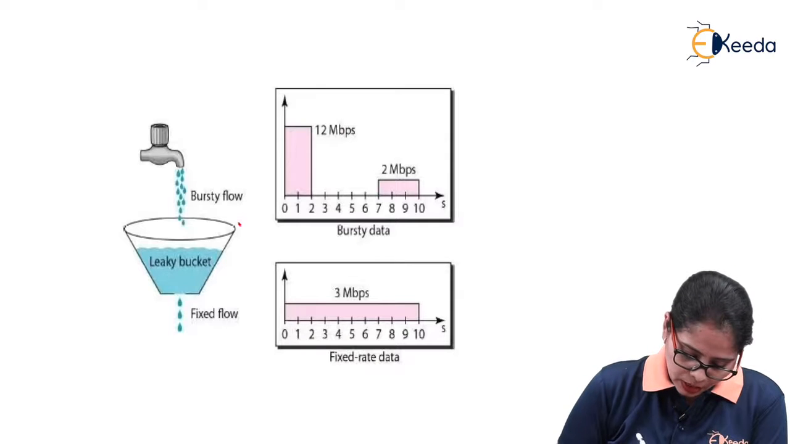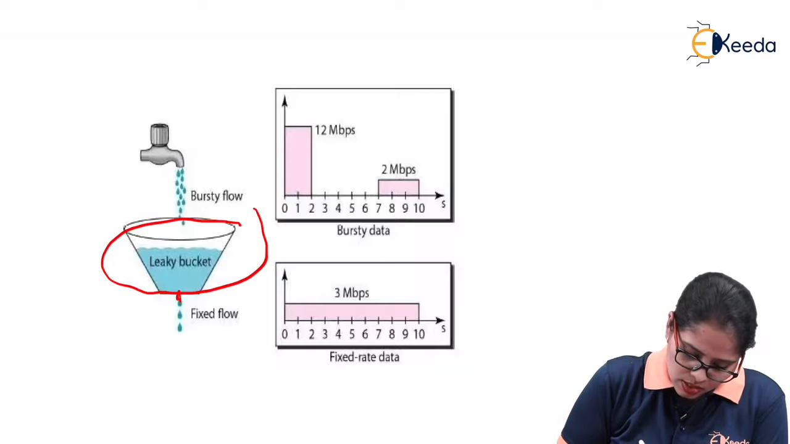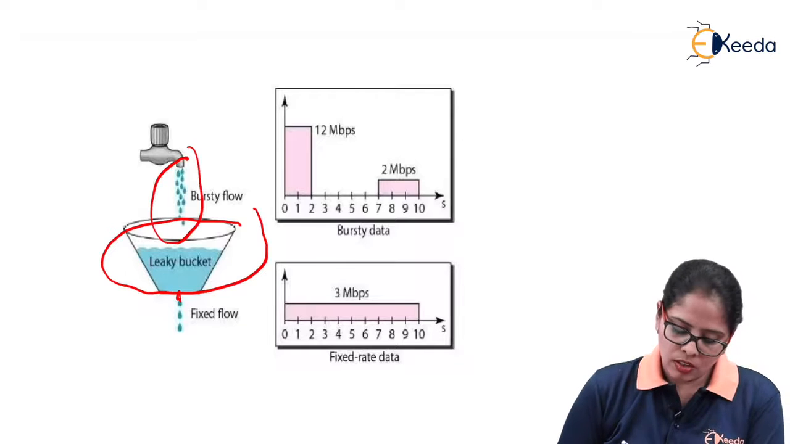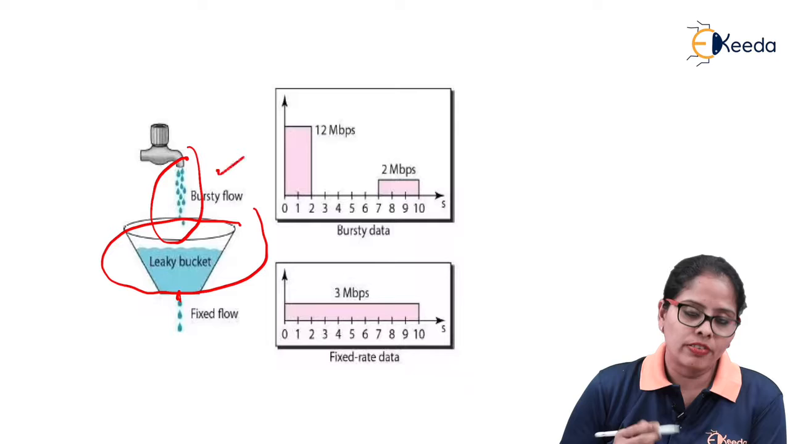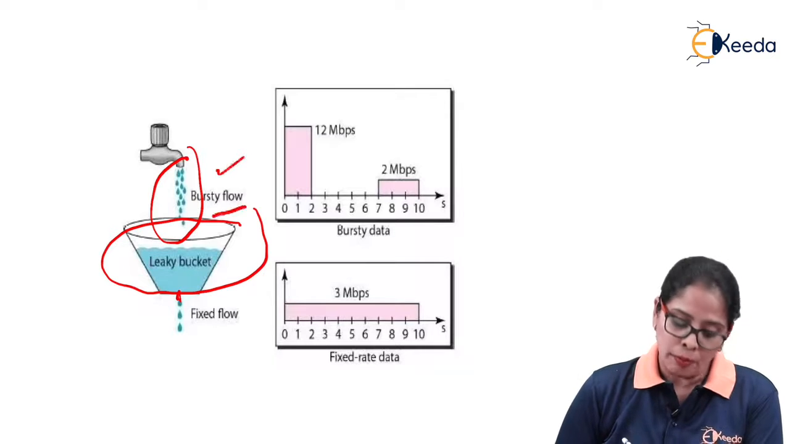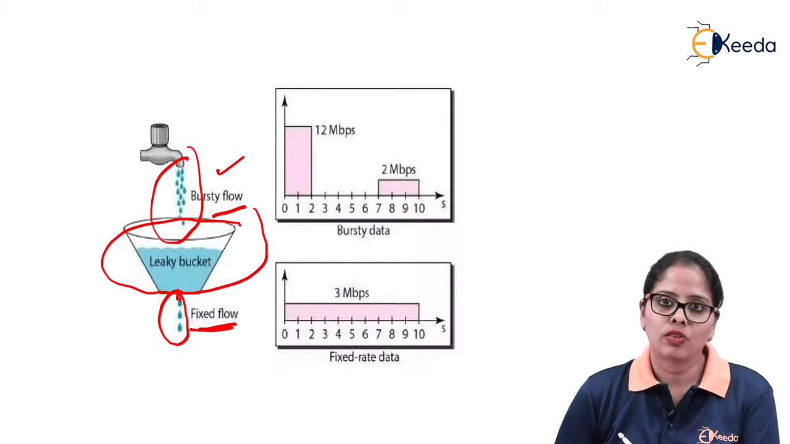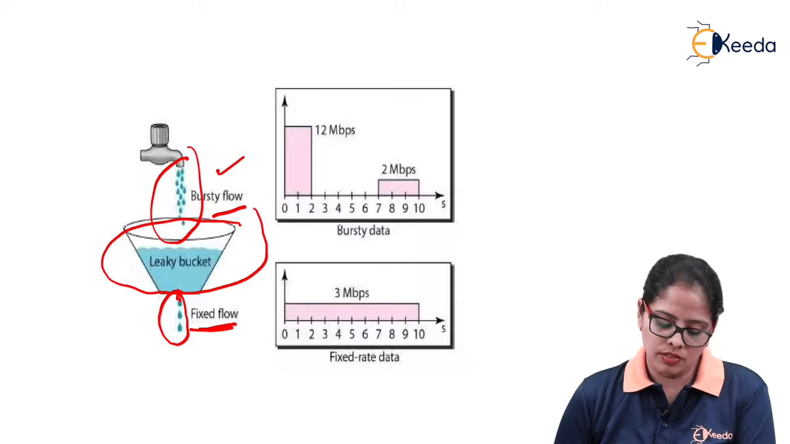This is the leaky bucket. Over here there is a small hole. This is my incoming data. The incoming data is of any rate, and because of that we call it a bursty flow. But my outgoing rate, can you see, this is a fixed flow? So let us discuss this.